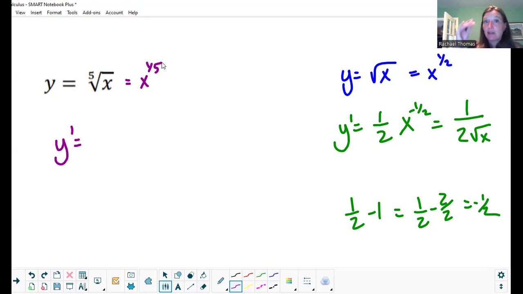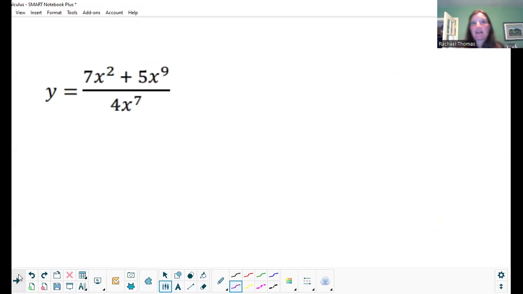So here we would have x to the 1/5. The derivative of that with the power rule would be 1/5 x to the negative 4/5. I'll let you check my computation on that one. Last but not least, something like this. Again, the moral of the story is, can I use the power rule? It is worth asking yourself that question. And in this case, I definitely can.